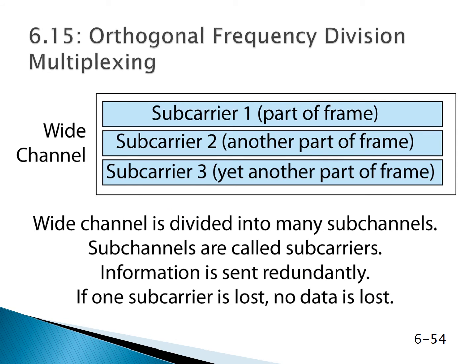One technique used is orthogonal frequency division multiplexing, OFDM. Basically, a wide channel is divided into many subchannels, called subcarriers, and information is sent redundantly. So if one subcarrier is lost, still no data is lost. You send a part of the frame like this with the different subcarriers. Basically you send the same information redundantly, so you have a backup there. If one subcarrier is lost, you still get all your data.